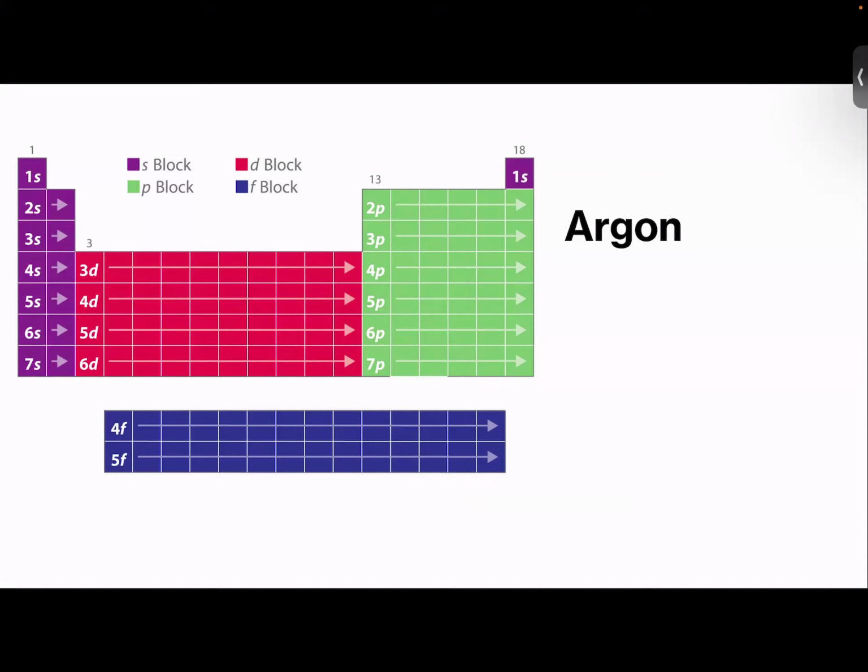How many orbitals are in the P subshell? 3. How many electrons can go into each orbital? 2. 3 times 2 is 6. That's why this block is 6 elements across. So it's telling you how many lines.